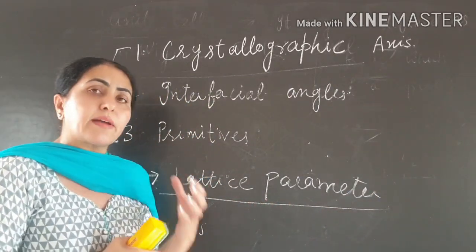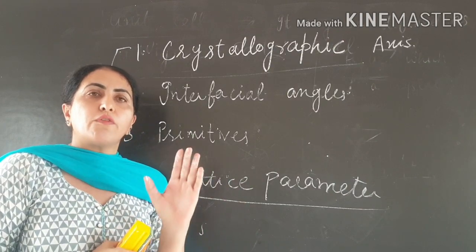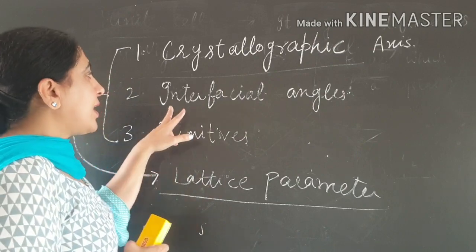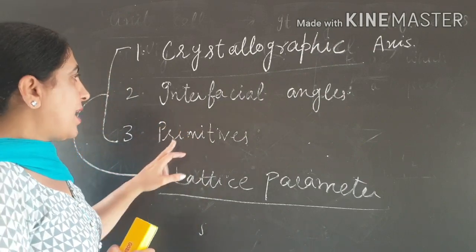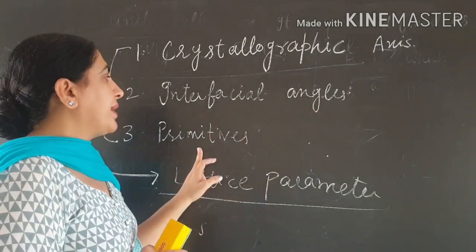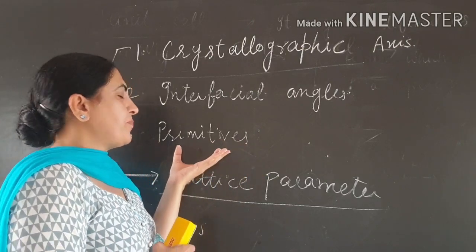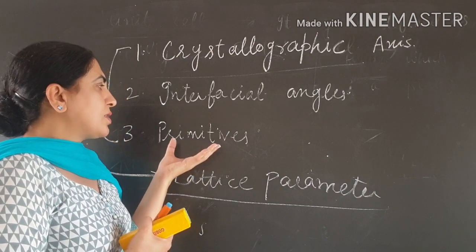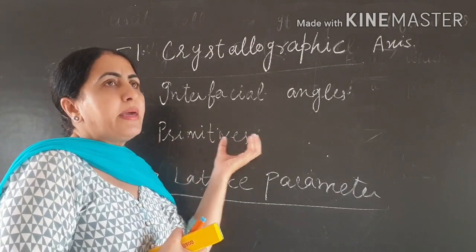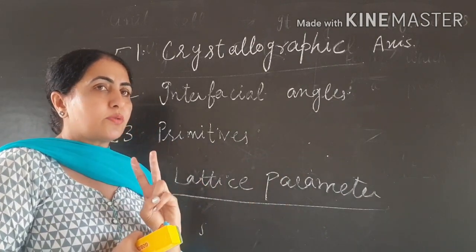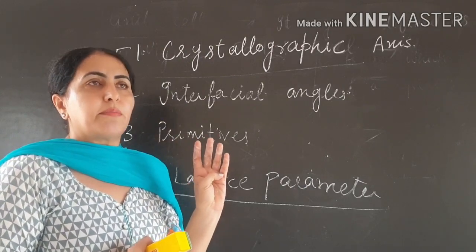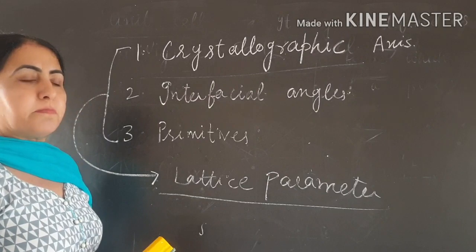So to describe a unit cell, we want six quantities. What are those six quantities? Three interfacial angles, alpha, beta and gamma. Primitives are also called translational vectors, sometimes also called lattice constants A, B and C. So to describe a unit cell, we want six main quantities: A, B, C, alpha, beta and gamma. So we will define one by one.